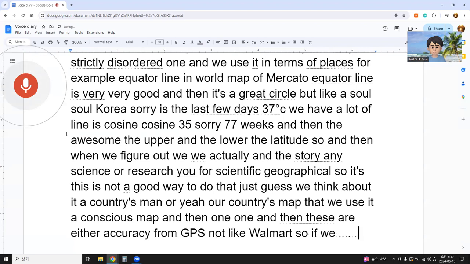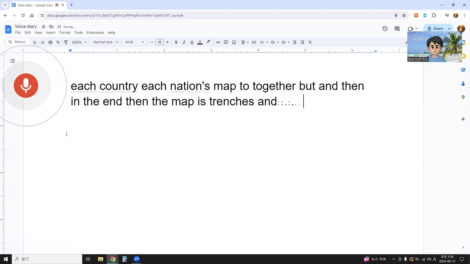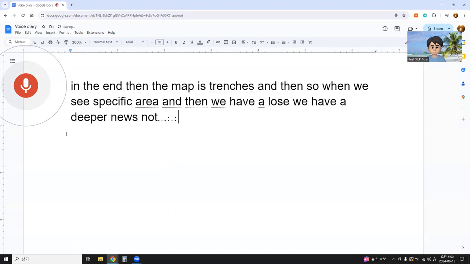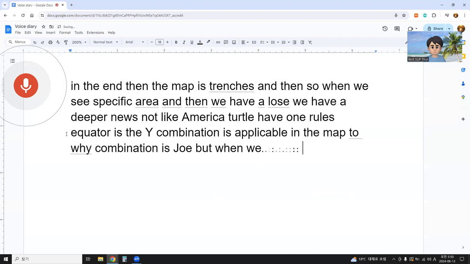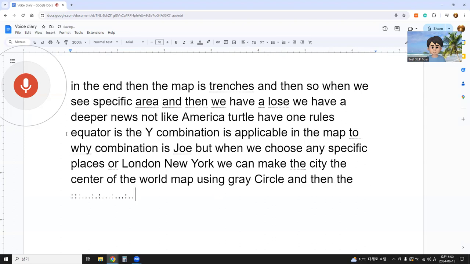But if we added each nation's map together, in the end the map is strange. When we see a specific area, we have different rules, not like Mercator. Mercator has one rule: the equator is the Y coordinate zero in the map. But when we choose any specific place like Seoul or Beijing or London, New York, we can make the city the center of the world map using a great circle, and then the coordinates will be changed.